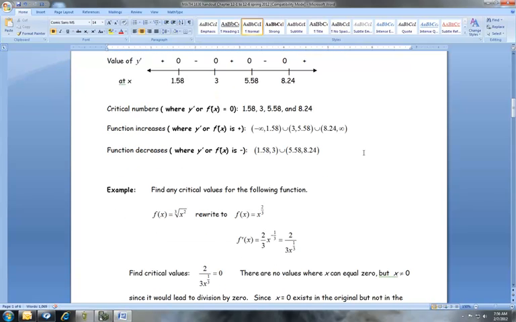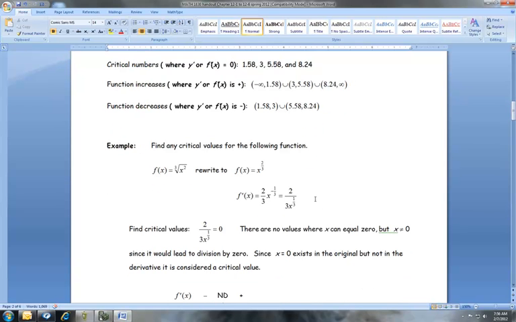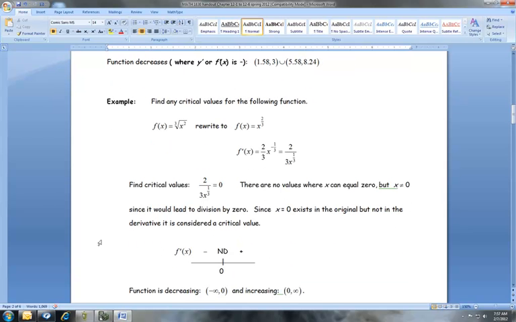The next example, I've got find any critical values for the following function. I had to rewrite this as x to the 2/3. Got my derivative. Now notice right here, 0 is legal on this one. 0 is not legal down here. My critical values, there are no values where x can equal 0, but x can't equal 0 since it would lead to division by 0. Since x equals 0 exists in the original but not in the derivative, it is considered a critical value.